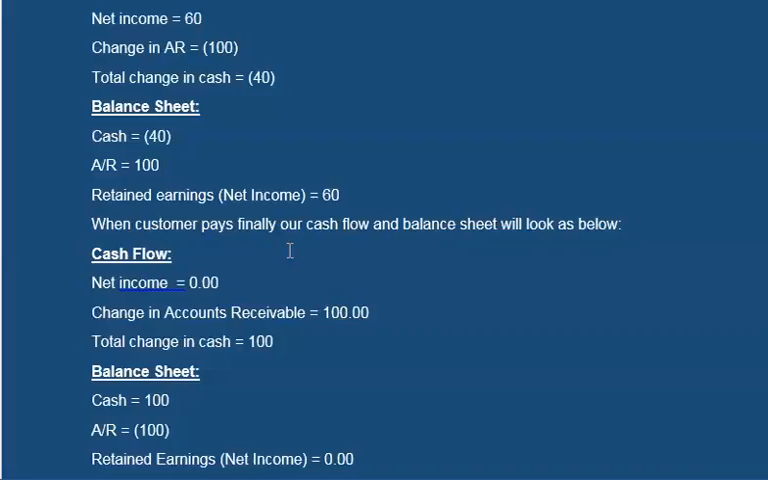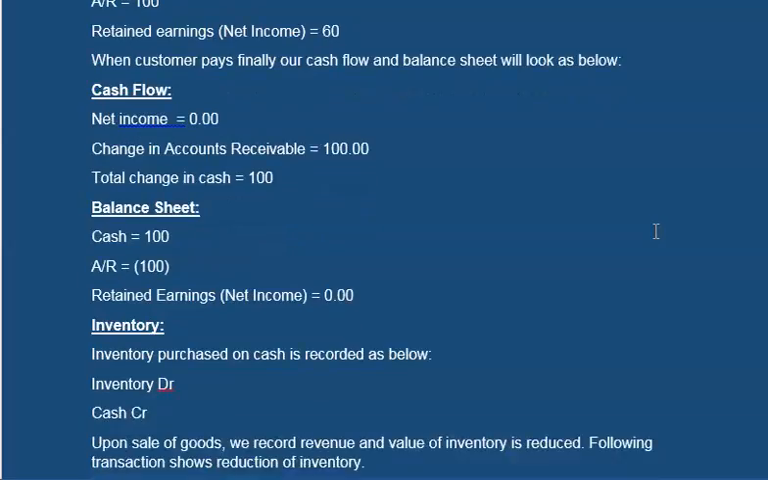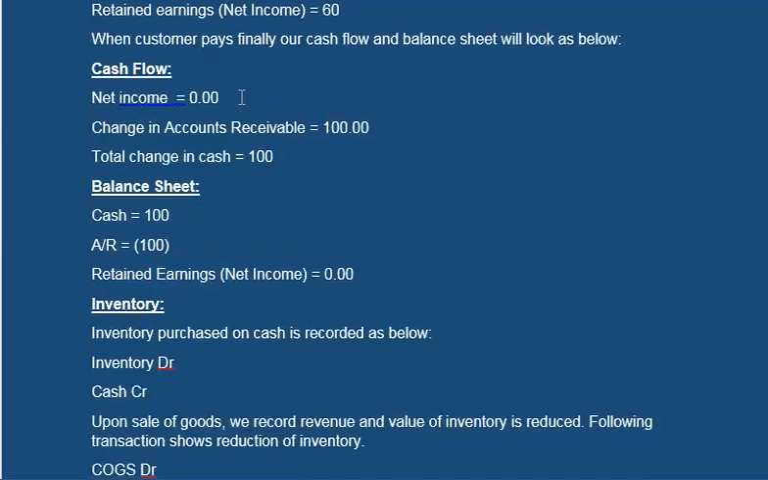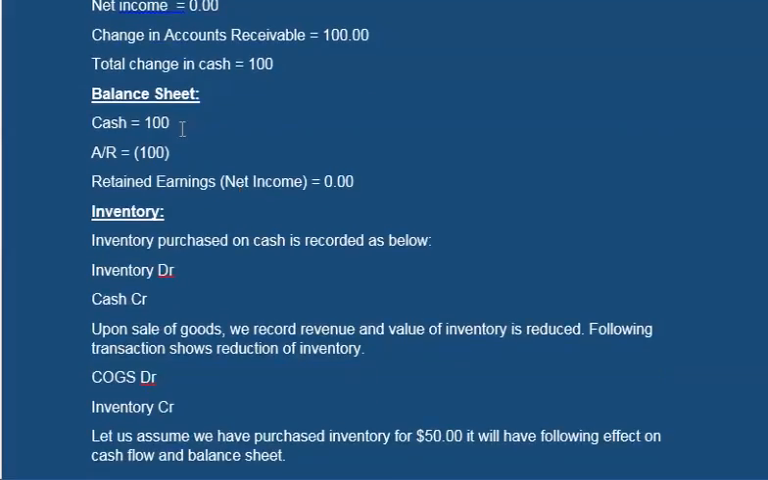When the customer pays finally, our cash flow and balance sheet will look as below. Cash flow: net income will be zero. Change in accounts receivable is 100. Total change in cash 100. Balance sheet. Cash equals 100. Accounts receivable will be negative 100. Retained earnings, net income will be 0.